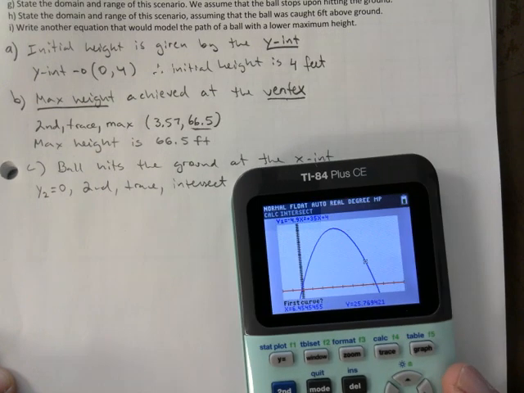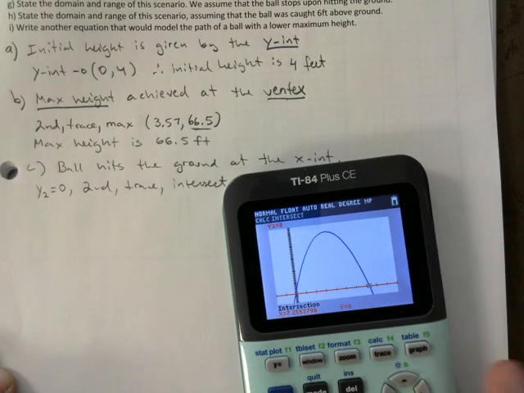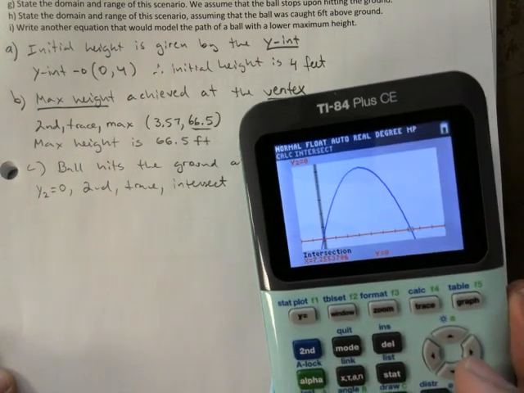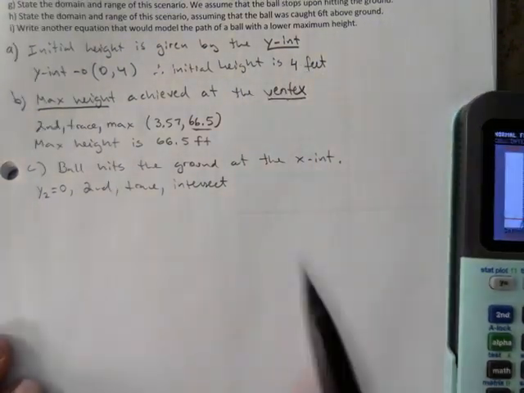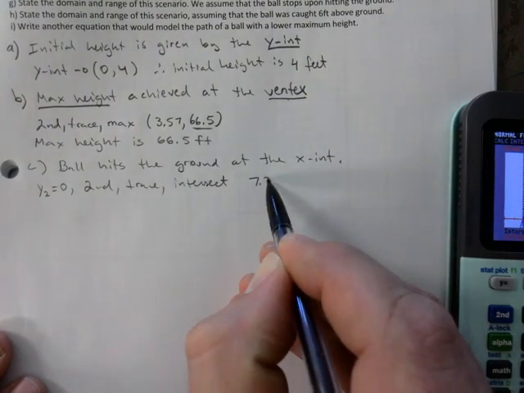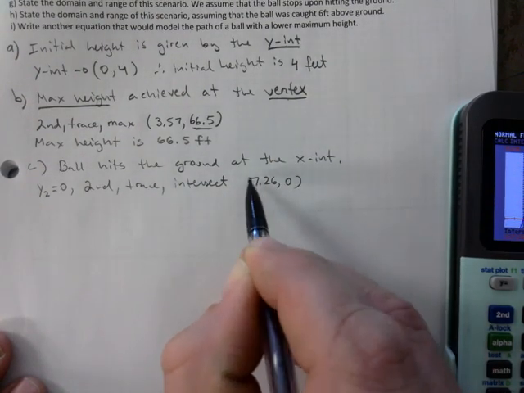You go close to it, enter, enter, enter. And that's 7.260. Okay? So you write that down. 7.260.